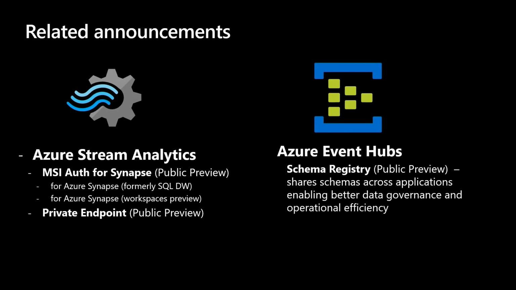We have a few related announcements to make. For Azure Stream Analytics, we're now announcing the public preview of Managed Service Identity Auth for Synapse. So when talking to either the generally available service or the preview service of Azure Synapse, you can use Managed Service Identities. Second, the public preview of private endpoints for Azure Stream Analytics. And on the Azure Event Hub side, we're now announcing the public preview of the schema registry. This allows schemas to be shared across applications, and it is really great for data governance and operational efficiency.